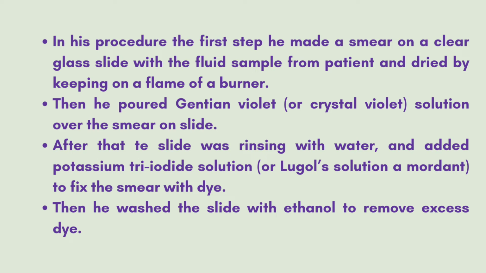In his procedure, the first step, he made a smear on a clear glass slide with the fluid sample and then heat fixed. And then he poured gentian violet or crystal violet solution over the smear on the slide. After that, the slide was rinsed with water, and he added potassium triiodide solution, or Lugol solution, as a mordant to fix the smear with the dye. Then he washed the slide with phenol to remove excess dye.